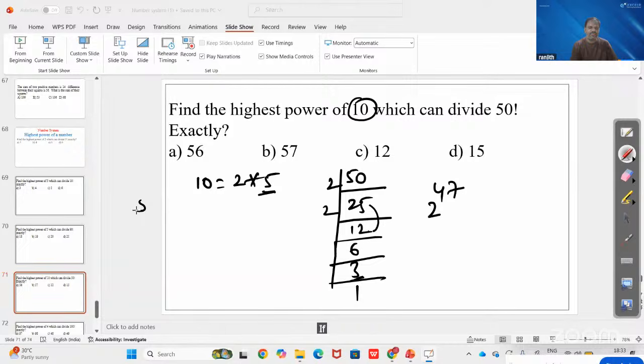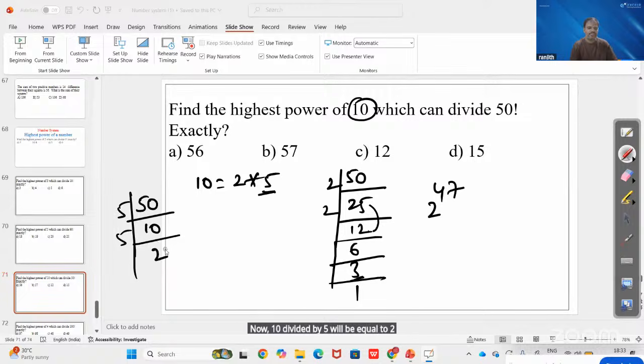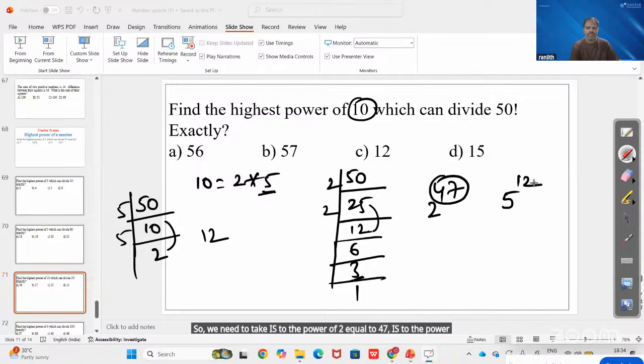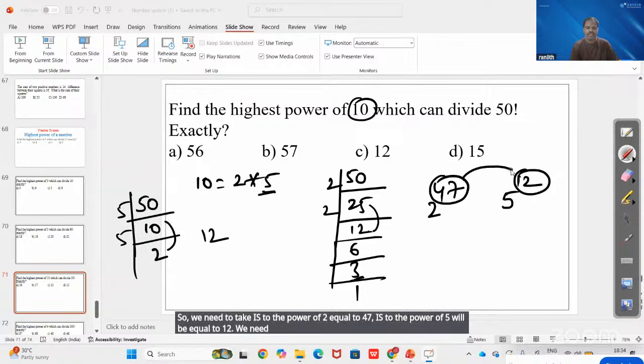If I divide 50 by 5, that will be 10. Now 10 divided by 5 will be 2 times. So 10 plus 2 equals 12. So the highest power of 2 is 47, and the highest power of 5 is 12. We need to go with the least power. What is the least power we are having? 12. So the answer will be 12.